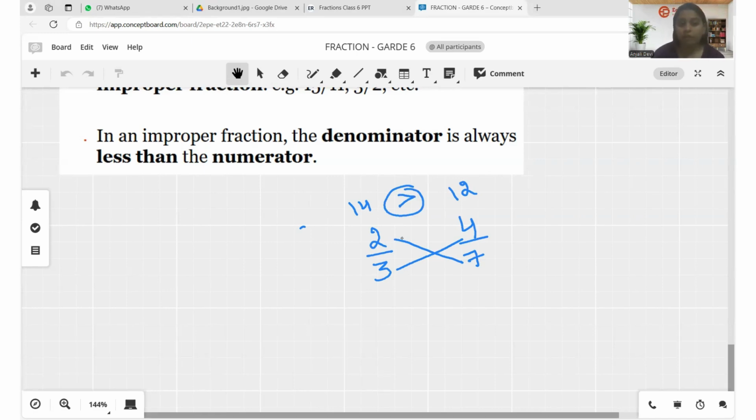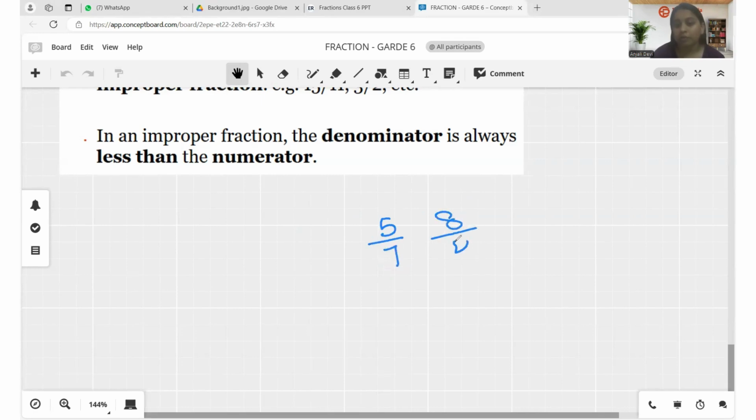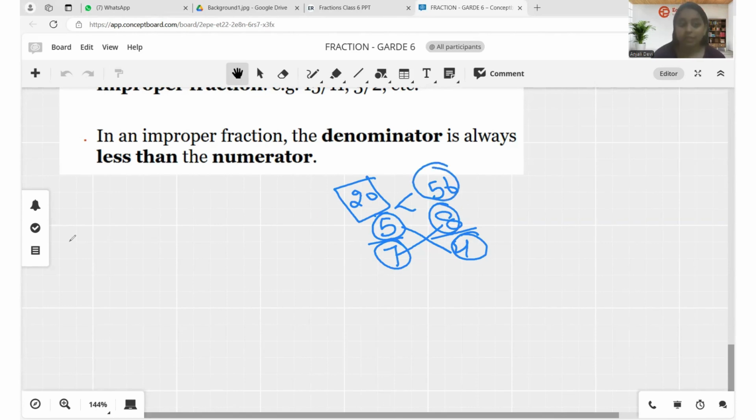Alright. Now if I give you a question, 5 by 7 or 8 by 4, which one is greater? Again do the cross multiplication. 5 fours are 20, 7 eights are 56. So obviously 8 by 4 is going to be bigger. Now always note one thing. This numerator multiplied by this denominator always comes here. This denominator multiplied by this numerator always comes over here. That's very important.